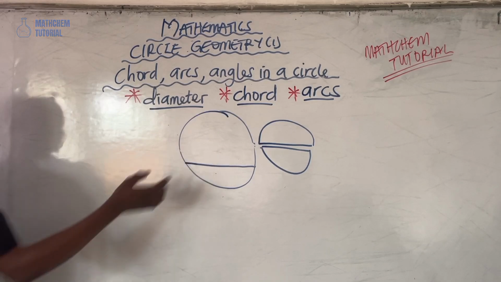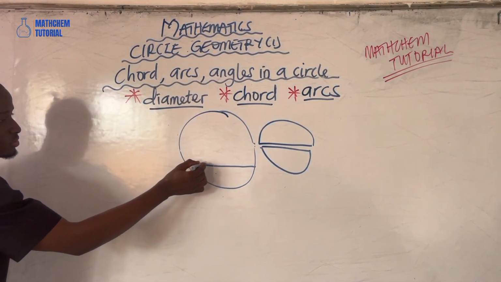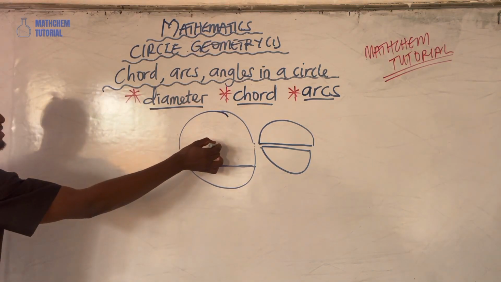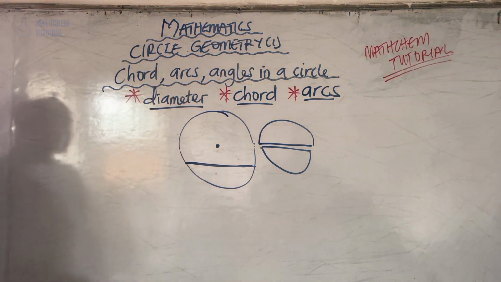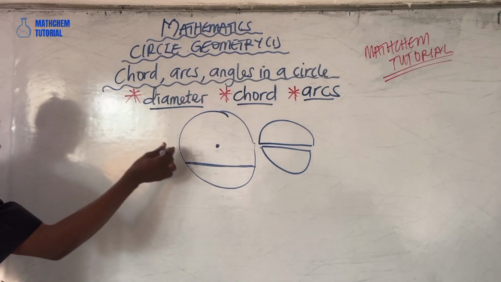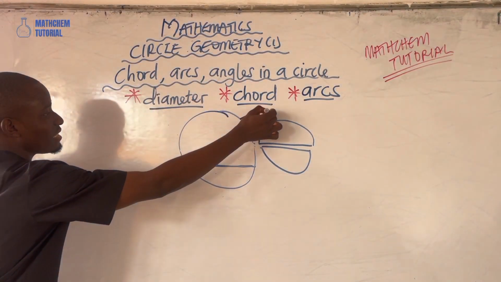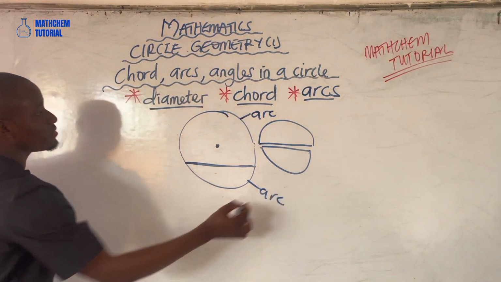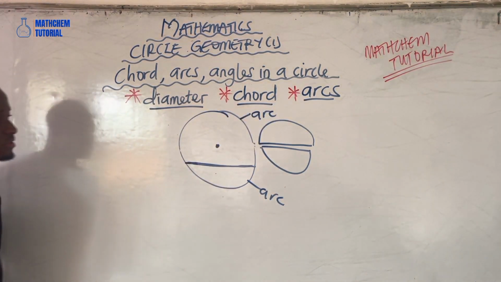Now, look at this chord. This chord actually cuts this circle into two. You can see that if this is the center, this chord did not pass through the center. Now, let's look at this chord. This chord divides the circle into two things. What are they? We have arcs. This is an arc. This is also an arc. You can see that I'm using this chord to explain what arcs are all about.